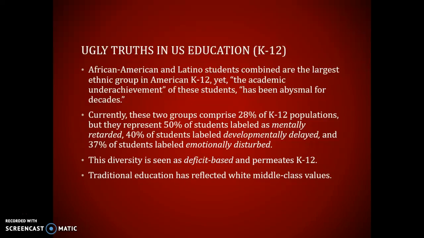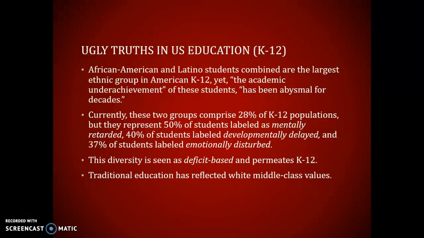The ugly truths in America: we have African American and Latino students as the largest ethnic groups in K-12 schools, but the academic underachievement of those students is still abysmal across the country. Now, currently, those two groups are 28% of K-12 populations, but they are 50% of students labeled as mentally retarded, 40% of students labeled developmentally delayed, and 37% of students labeled emotionally disturbed. This means that students in K-12 who need English language instruction are being wrongfully directed into programs for people with mental deficits. Their language diversity has been seen as a deficit, and it's driven K-12 for years.